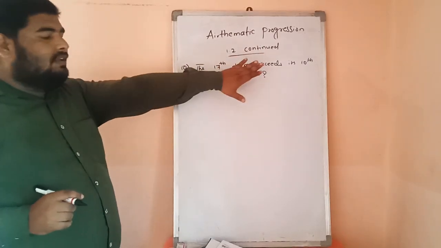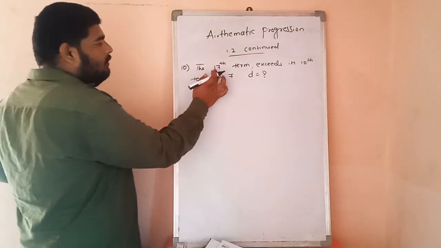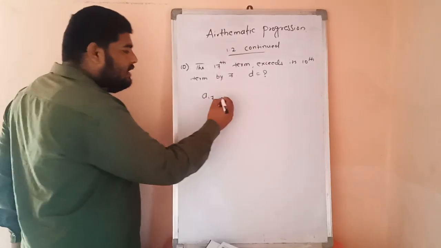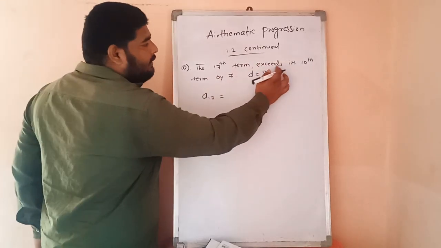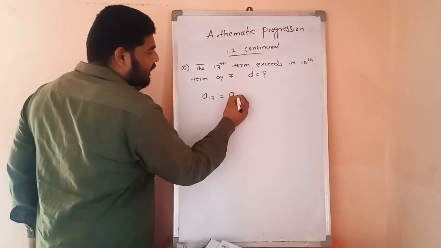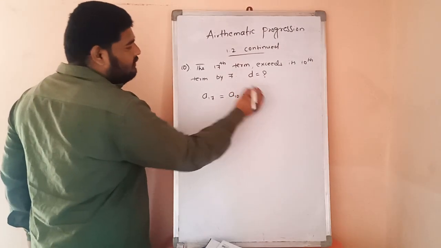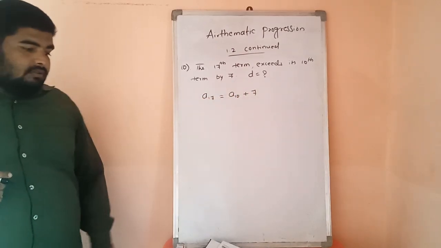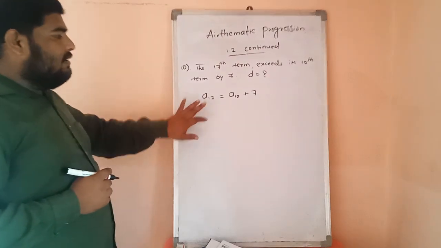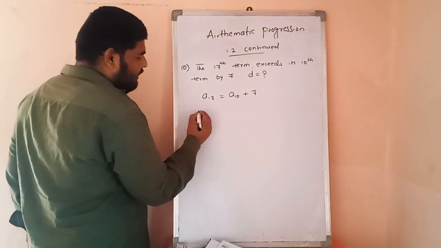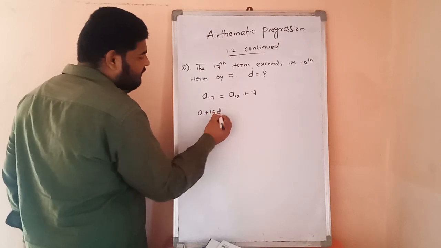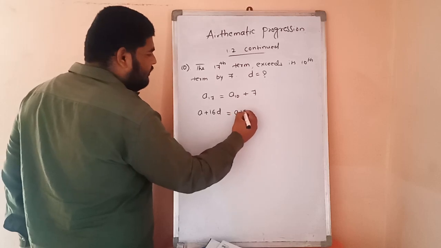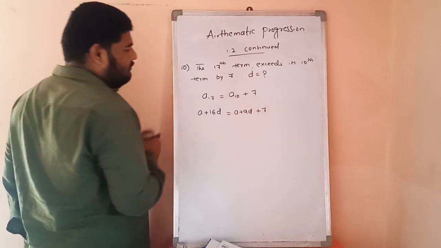So whatever is given, write in equation form. 17th term means A17. Correct? So A17 is equal to what? Exceeds its 10th term, meaning it is 7 more than the 10th term. Understood? A17 is equal to A10 plus 7. Okay, so now A17 means a plus 16d. Correct? So now A10 means a plus 9d, plus 7.